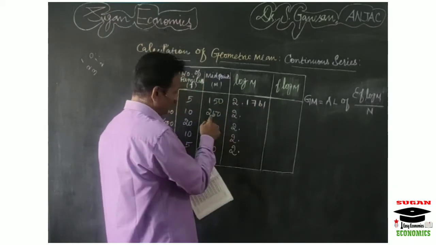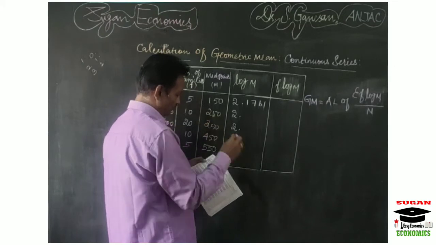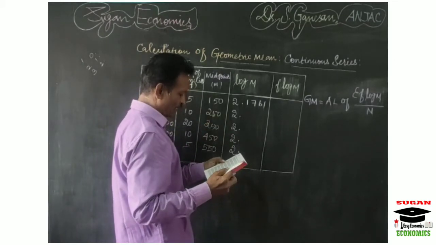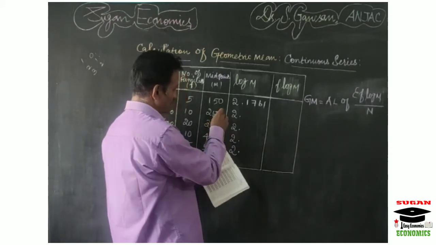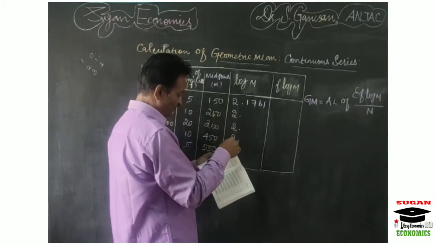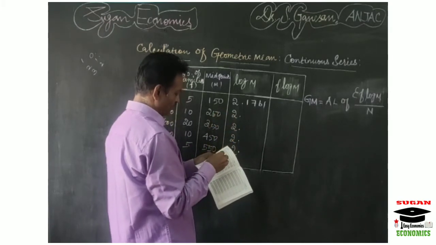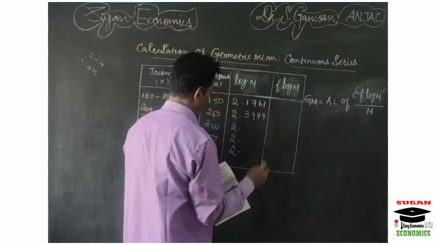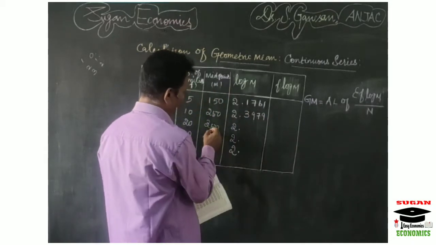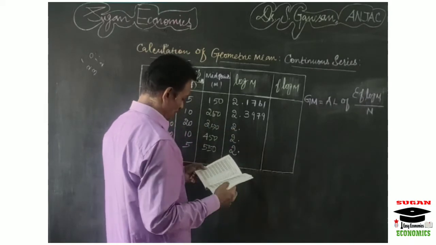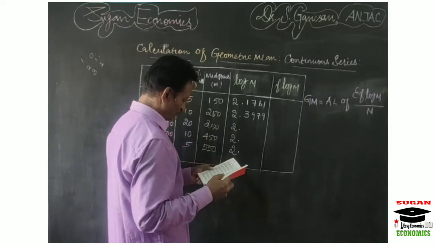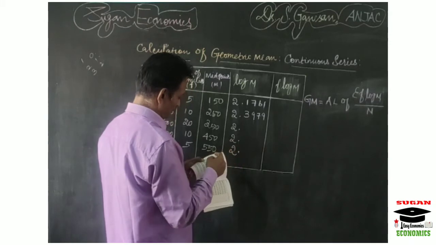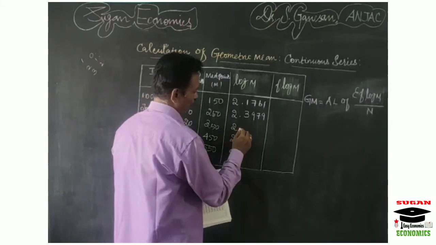2.1761. Then you take the first 2 digits of 250, that is 25. In the horizontal row you find 25 and take column 0, the value is 3979. Then the third is 350, so 2 point. Now you identify the 35th row and column 0, and the value we have is 5441.